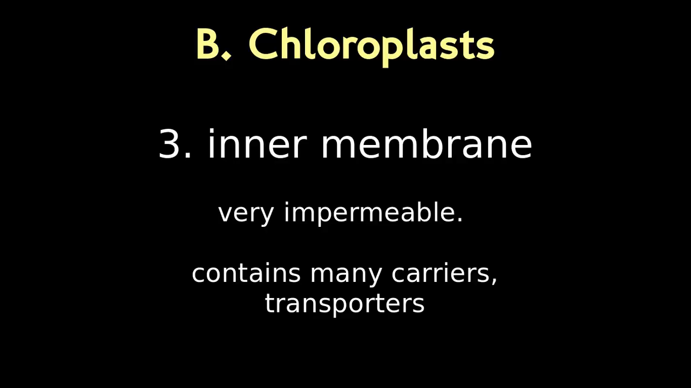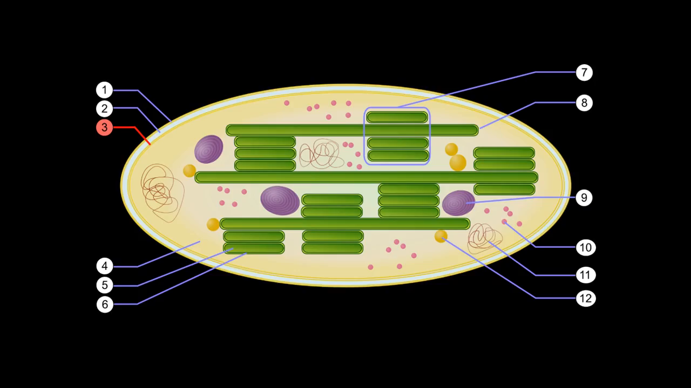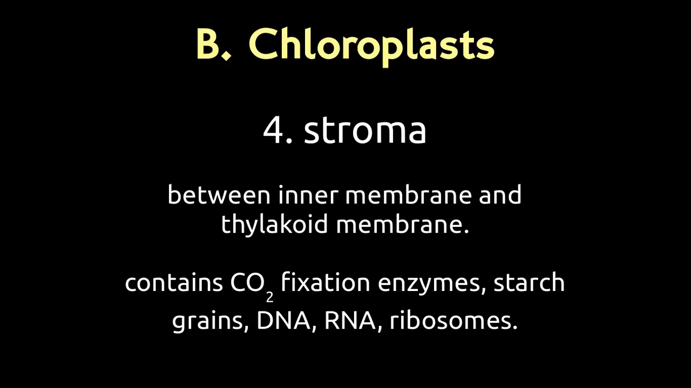However, we also have a lot of carriers and transporters here as well. So we're still very similar to it. And here is that inner membrane, sitting right there. And remember in the mitochondria, the area that was sitting inside there was called the matrix. We have a little bit different name for that in the chloroplast. The area that's sitting inside the inner membrane is called the stroma.